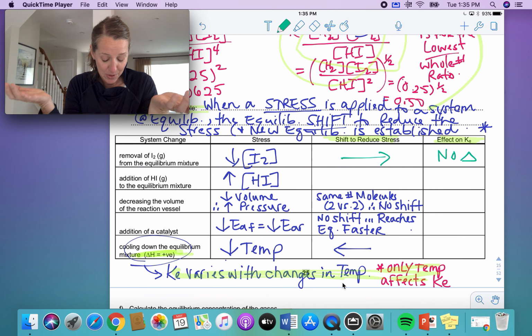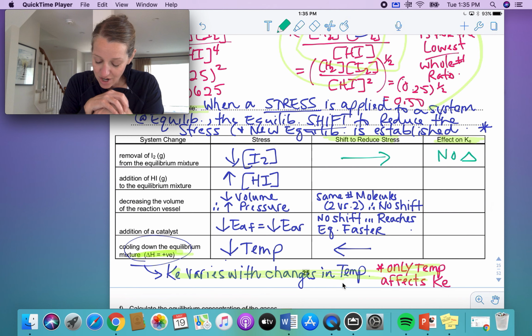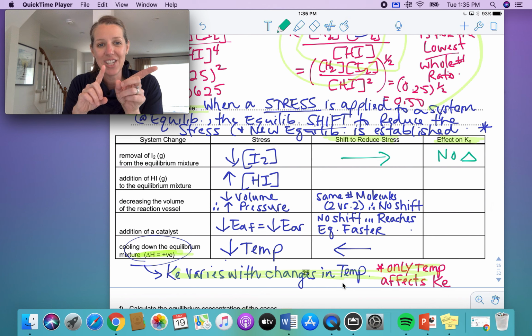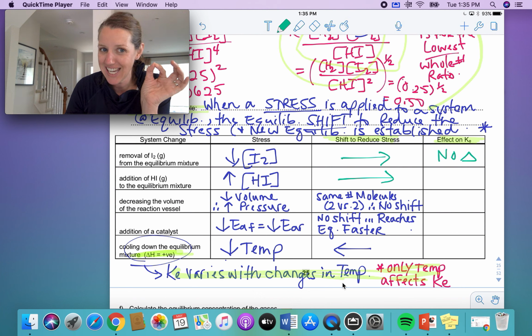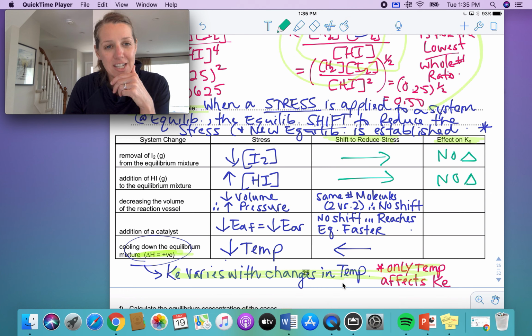Okay, next one. What if you added some hydrogen iodide gas? Well, that stress is your increased concentration of your hydrogen iodide gas. Which way is it going to shift? It's going to shift it to the right. Is that going to vary or change the KEQ, the equilibrium constant? No, because the only thing that's going to change the equilibrium constant is going to be a change in temperature.